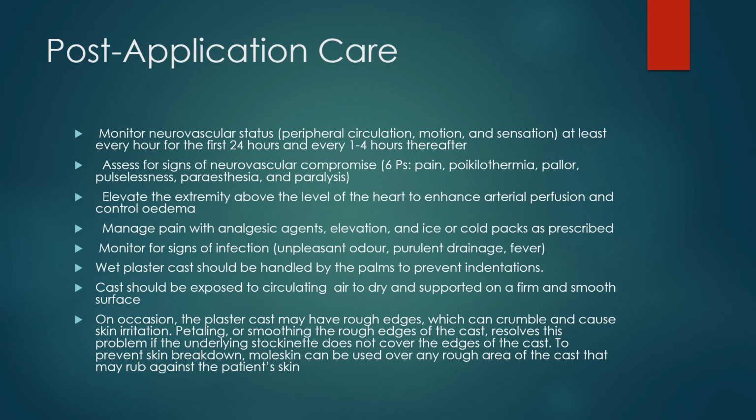Then usually after a cast is done, especially the plaster cast, it comes with the edges being a bit rough, and then they end up irritating the skin because of how prickly it looks. So it's either they smooth those areas out, or you do petaling, where we use moleskin, which is a soft adhesive material that is inserted inside and outside of the edges of the cast in order to prevent these rough edges from rubbing against the skin, thus preventing irritation.